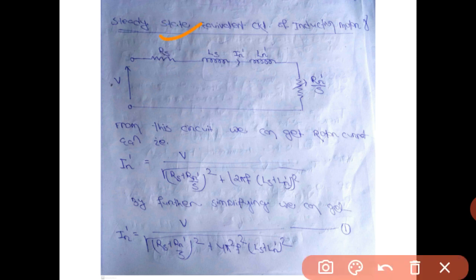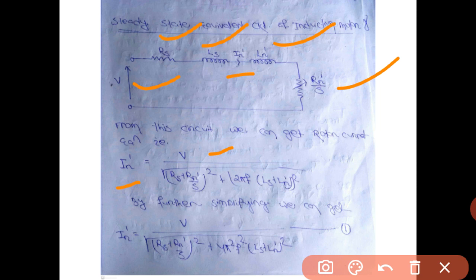So let's see the circuit diagram of the induction motor and the relevant equations. In this circuit diagram, we have Rs, Ls, Lr' referred from the primary side, Rr'/s. Here the applied voltage is V and the rotor current is Ir'. From this circuit diagram, we can find the rotor current Ir', which is the applied voltage V divided by the square root of (Rs + Rr'/s) whole squared plus the reactance squared, that is (2πf(Ls + Lr')) whole squared.